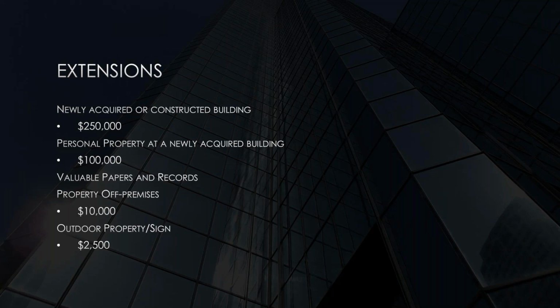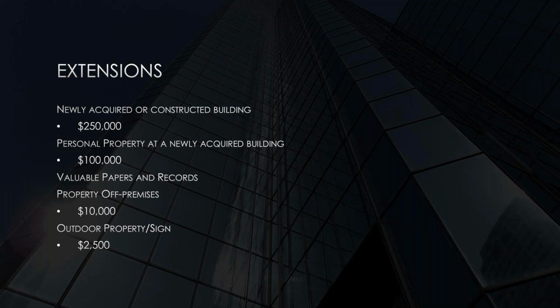So you have a building and you're buying the building next to your building, right? Or you're buying a lot and you're going to build a building next door, okay? Well, as long as you have 80% co-insurance on your first building, we'll automatically give you up to $250,000 for coverage for that newly acquired or that new building that's being constructed.